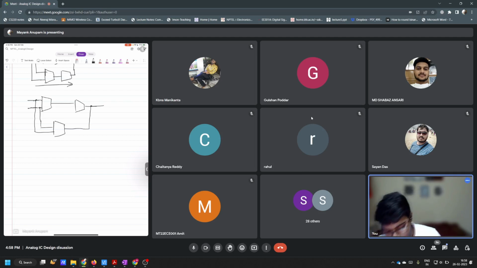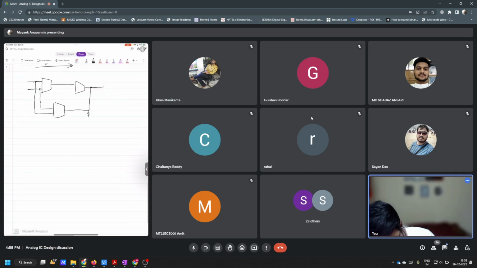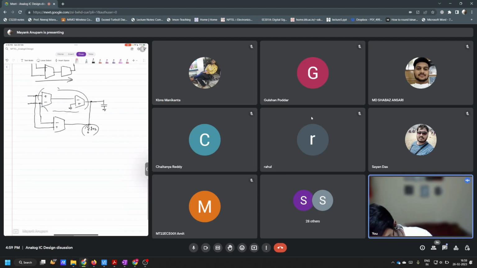Fine. So this is the output. And what did we want? We wanted to make sure that the current that is being taken by this should completely come from these two op amps, right? These two transconductors, correct? And when should that happen?